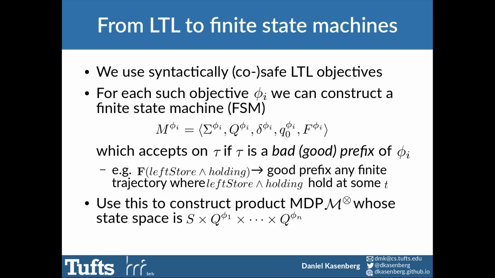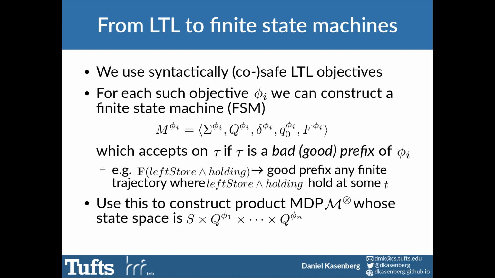Because we use safe and co-safe LTL specifications, from each such specification phi, we can construct a finite state machine which accepts only those trajectories tau which constitute good prefixes if phi is co-safe, or bad prefixes if phi is safe. A good prefix is a finite trajectory tau such that any infinite extension of tau satisfies phi. In ShopWorld, for example, any finite trajectory where left store and holding are true at some time step constitutes a good prefix for the rule leave the store while holding the watch.